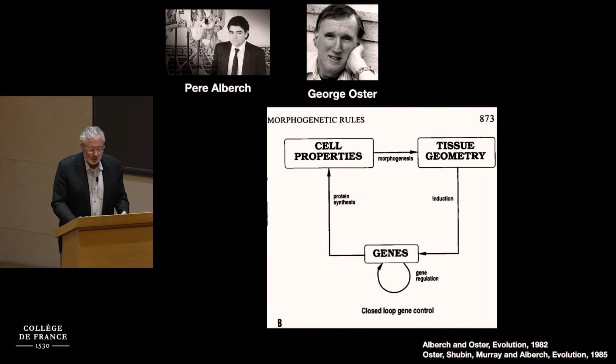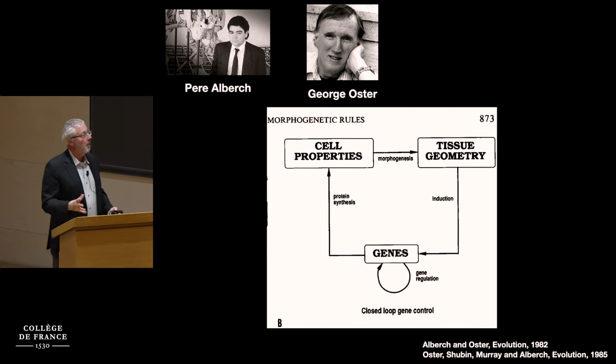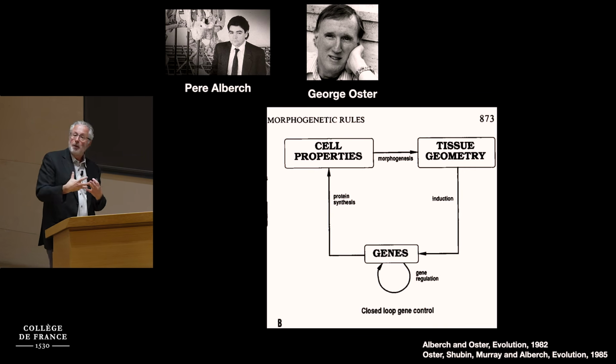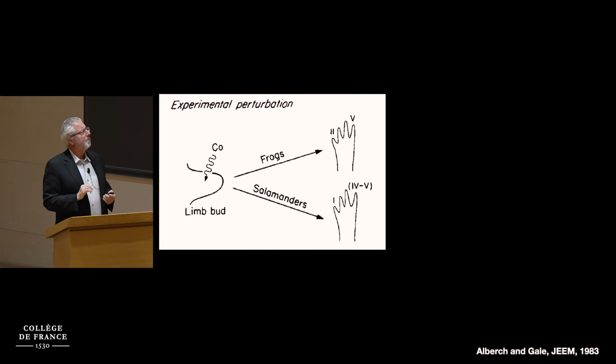And there's one property in particular that comes into play when we talk about the reduction of digits, and that is the number of cells in the limb. Just the amount of tissue that's available to make an appendage, right? So Para did some really fundamental experiments in the early 80s, in the Journal of Experimental Embryology and Morphology. And here's the limb bud of a frog or a salamander, and it's going to develop into a limb.